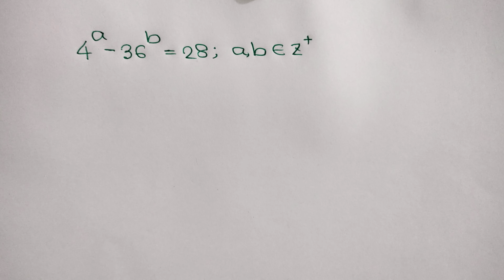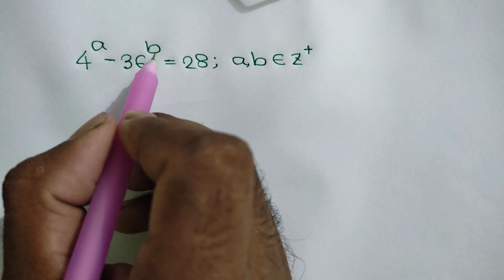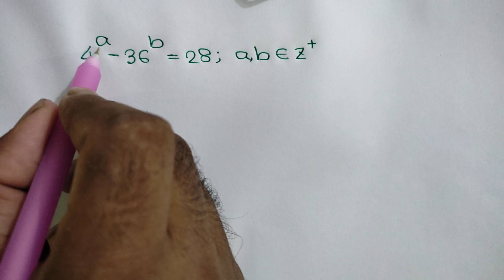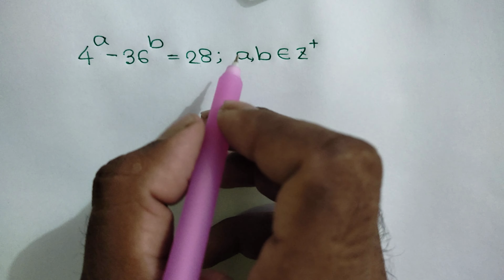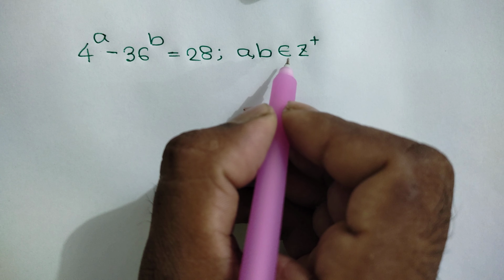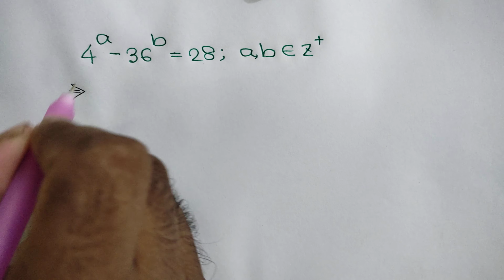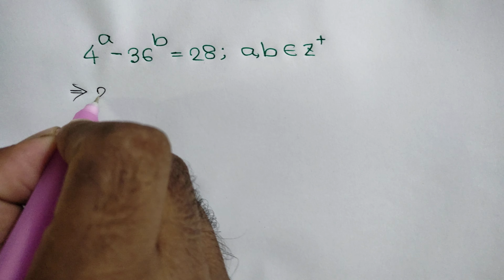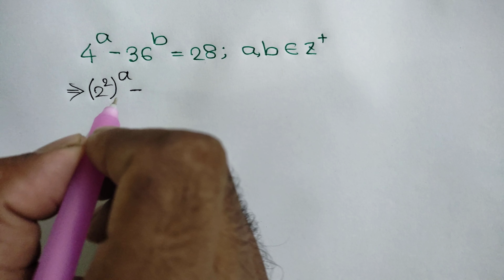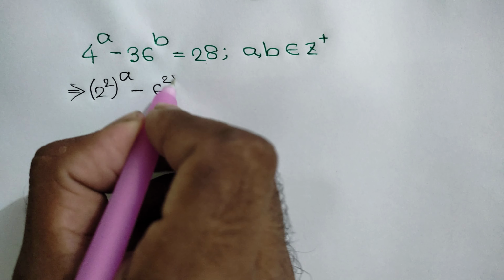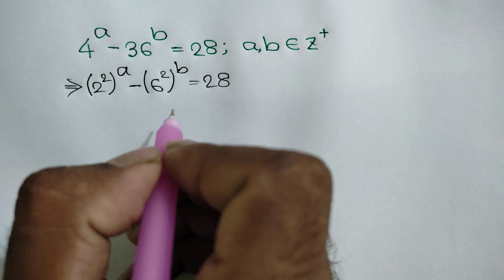Hi everyone, in this video I am going to show how to find the value of a and b where 4 to the power a minus 36 to the power b is equal to 28, and a and b are positive integers. 4 can be written as 2 squared, whole to the power a, minus 36 can be written as 6 squared, whole to the power b, is equal to 28.